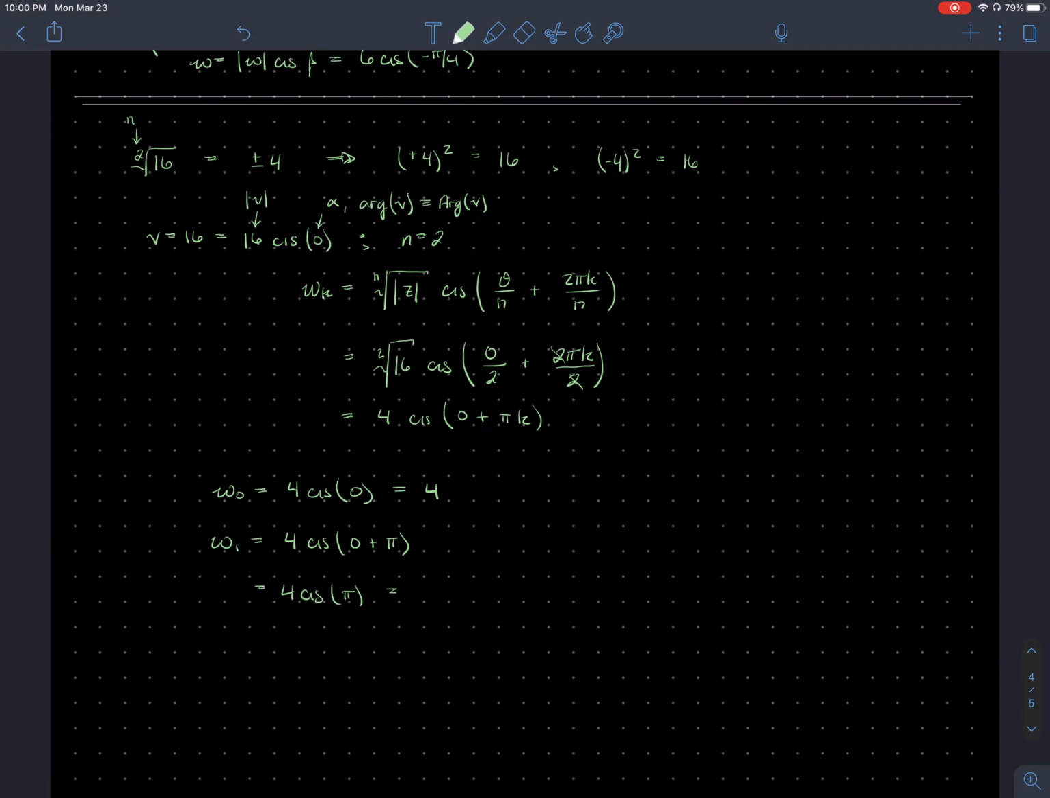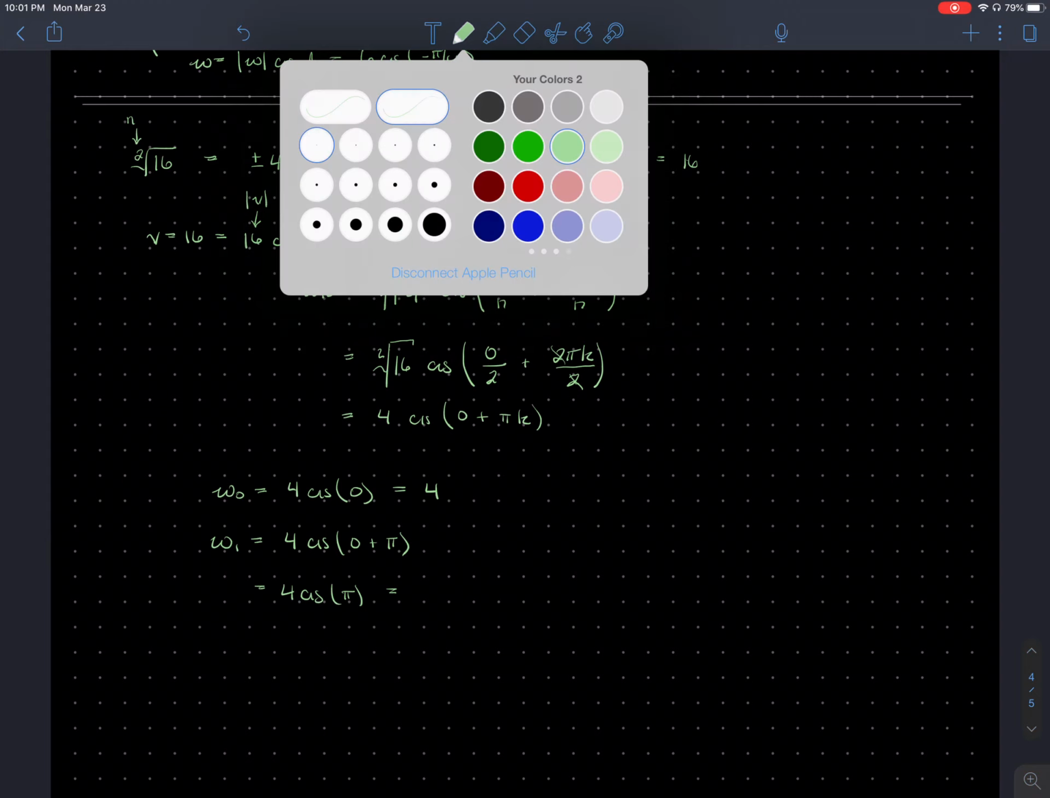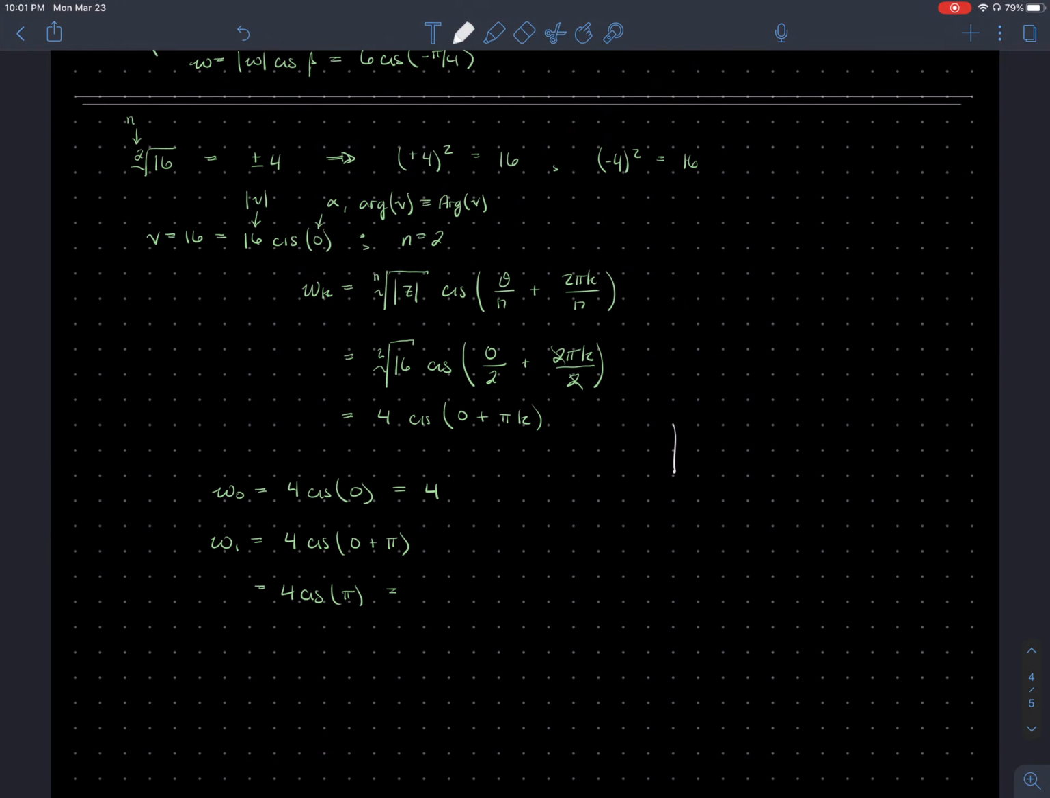Now we ask ourselves, what is this in Cartesian coordinates? We don't really need to go through the conversion. We should be able to see what this is. So let's sketch that out. This is our real axis, this is our imaginary axis. Well, we extend out by 4, and then we rotate around by π. So this would be our W sub 1.